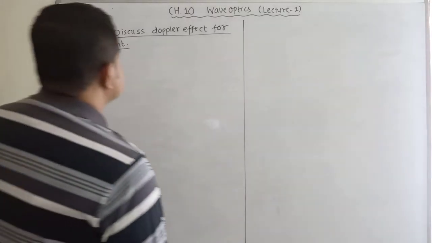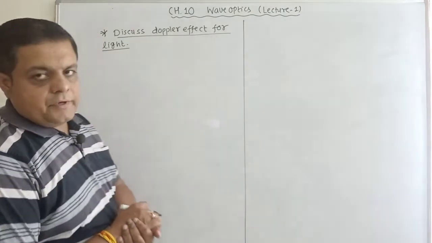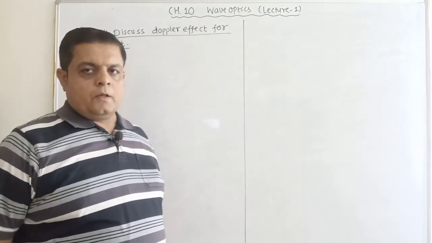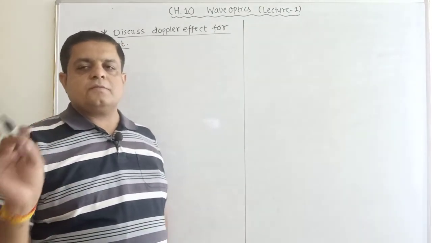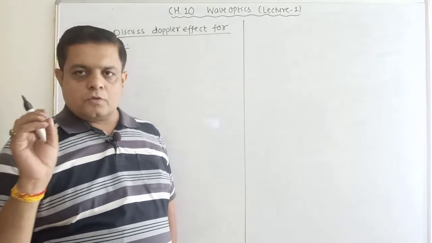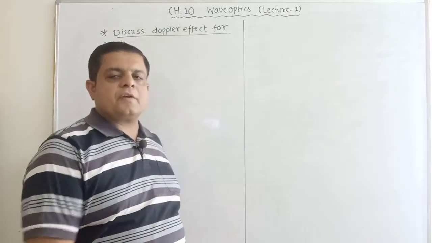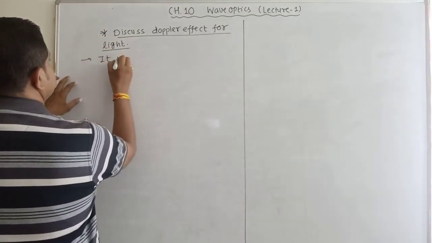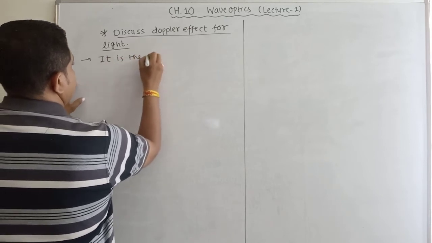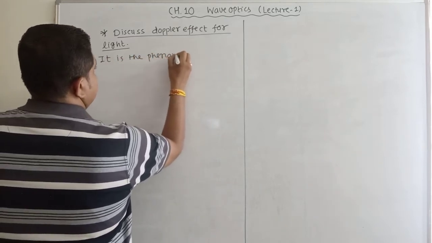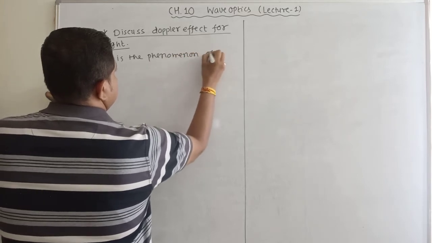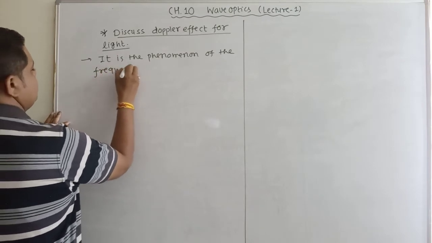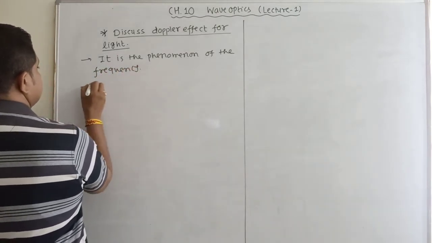Next question, we have to discuss Doppler effect for light. We have discussed Doppler effect for sound in 11th standard. Okay. Remember, Doppler effect is the phenomenon of frequency. So you will find Doppler effect where frequency is associated. Okay. So Doppler effect, it is the phenomenon of the frequency.